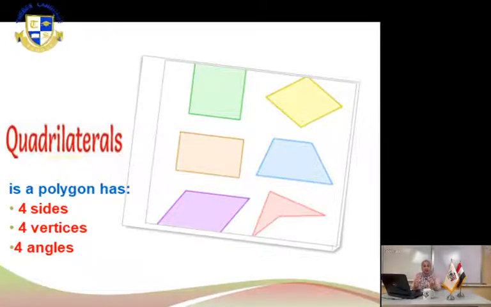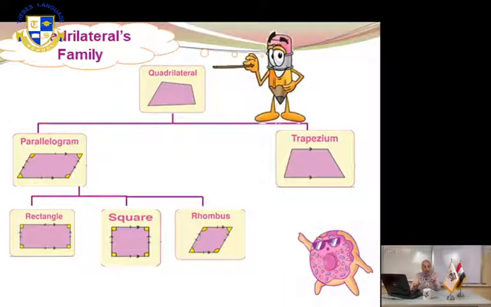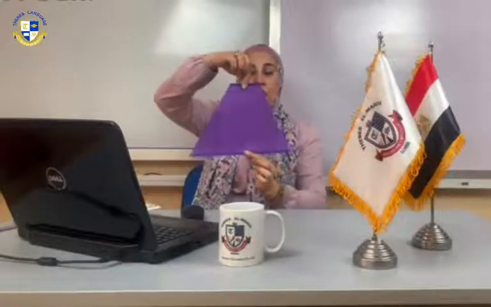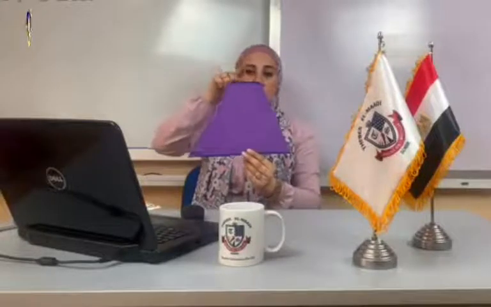The quadrilateral has 2 sons. One of them is the trapezium. The trapezium has only 2 parallel sides, up and down, only 2 parallel sides. And the other son is the parallelogram. So the quadrilateral has 2 sons, trapezium and parallelogram.